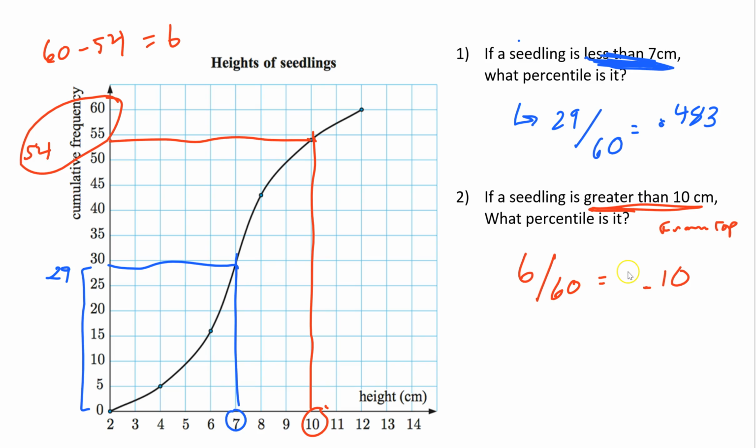The key thing with this stuff is keep in mind, less than goes from the bottom. All right, so if it says less than, you want to go from the bottom. If it says greater than, you want to go from the top. It's a general rule for cumulative frequency. Always true. Less than from the bottom, greater than from the top. Now let's do some examples. Let's do some real examples.